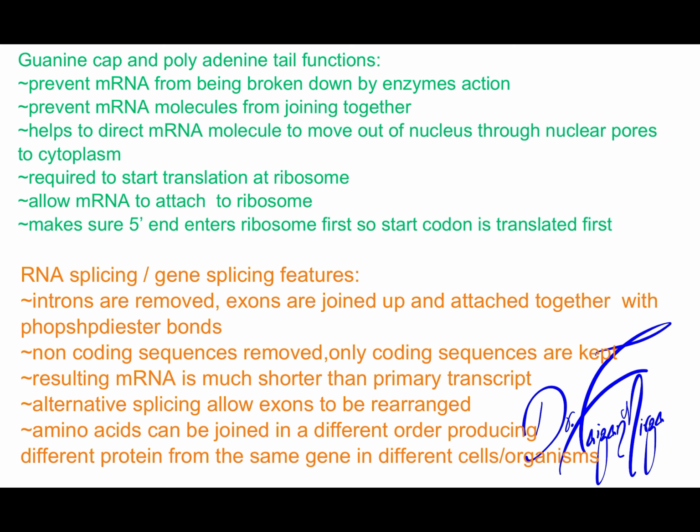Alternative splicing can also occur. When alternative splicing is occurring, exons can be rearranged in various orders. When the exons are arranged in various orders, the amino acids can then be joined according to that codon sequence, and a different protein can be formed using the same gene in different cells or different organisms.